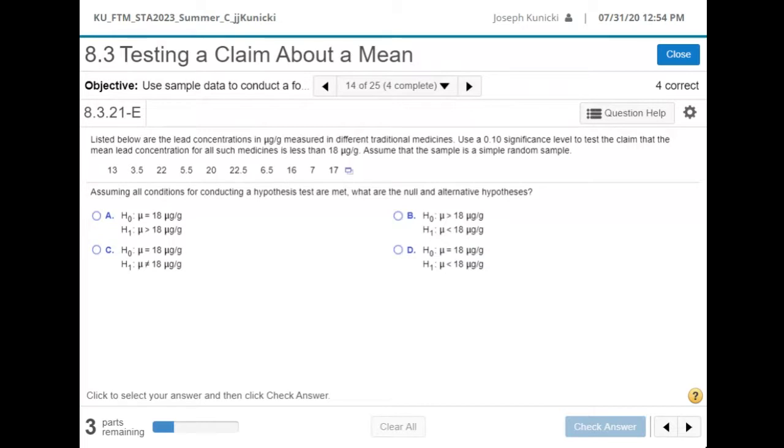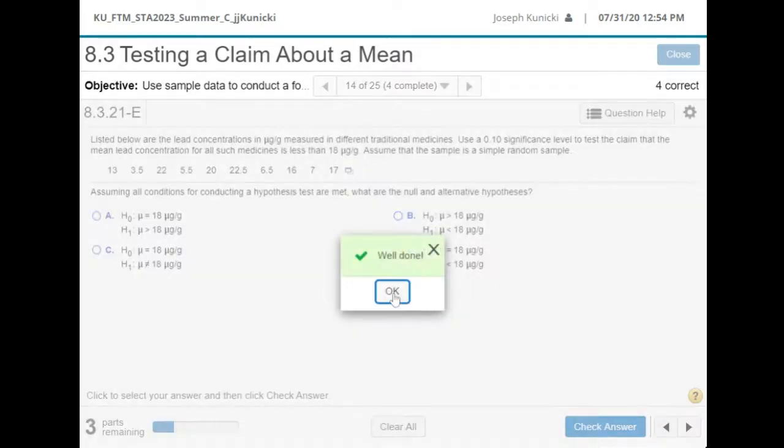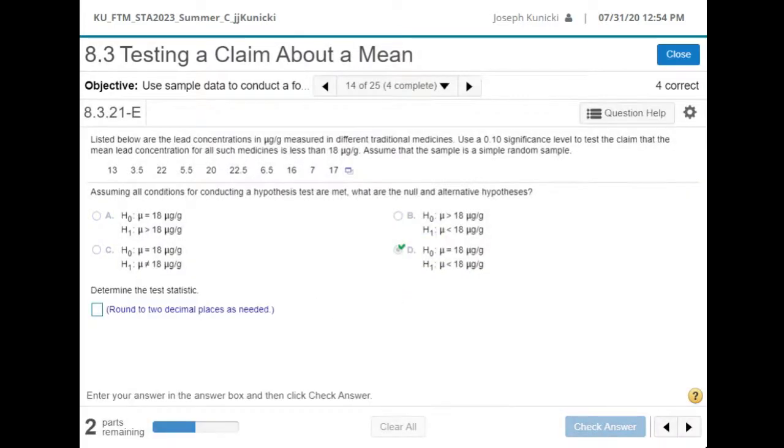All right, so that's the alternative. So the null is that mu is equal to 18. So it has to be D. Right? All right. So now determine the test statistic. So now I'm going to open up StatCrunch. Oh, maybe I should have closed the previous StatCrunch. Yeah, I'm going to close that previous one.